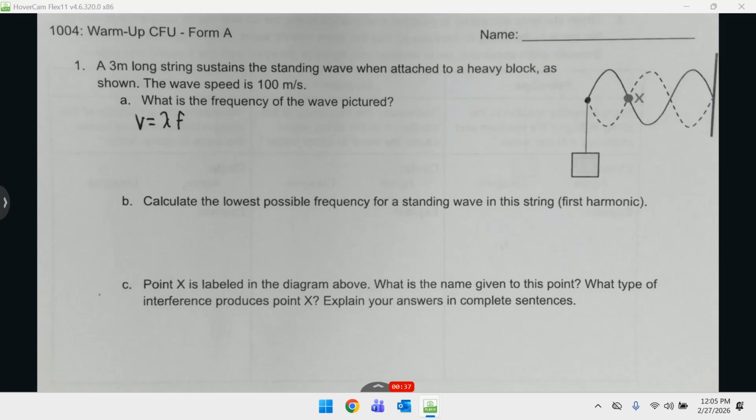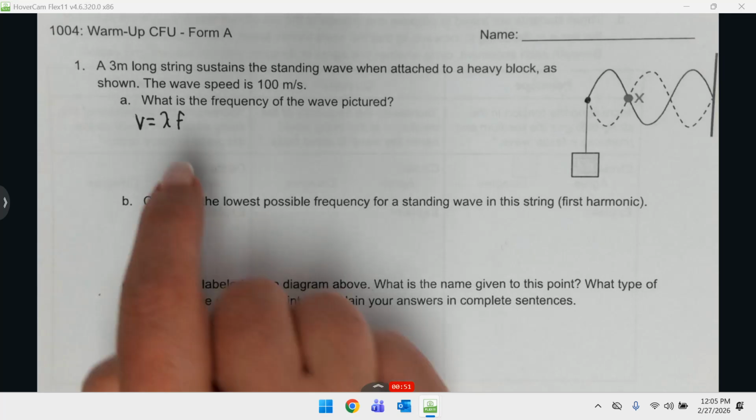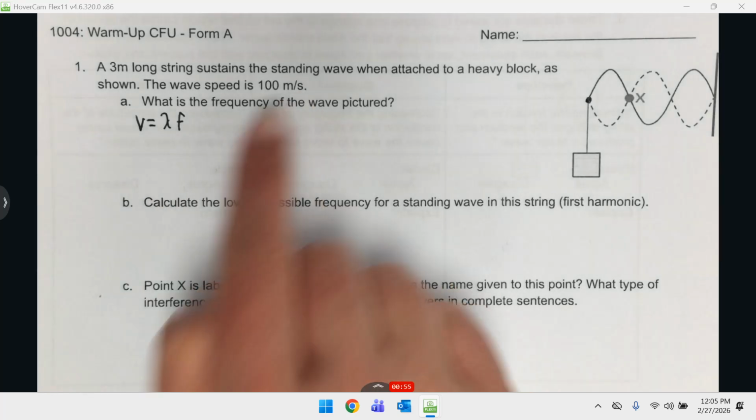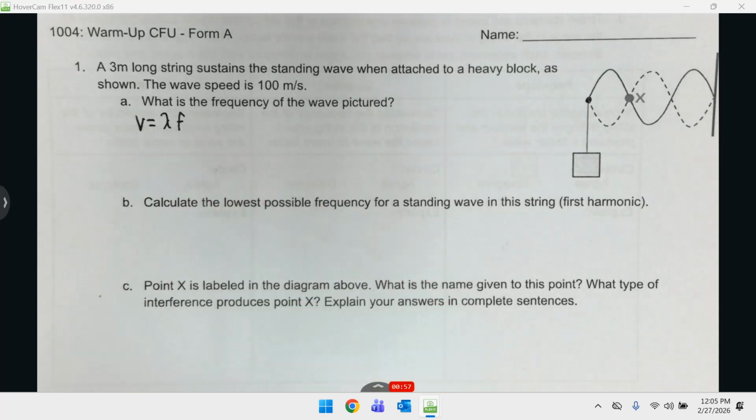Number 1 says a 3-meter long string sustains the standing wave when attached to a heavy block as shown. The wave speed is 100 meters per second. What is the frequency of the wave pictured? In order to solve for frequency, we need to know the velocity of the wave, which is in the question, 100 meters per second, along with the wavelength of the wave, which is not in the question.